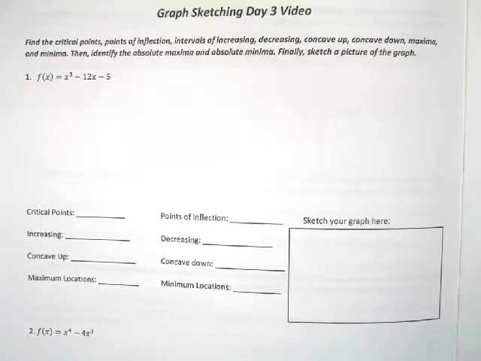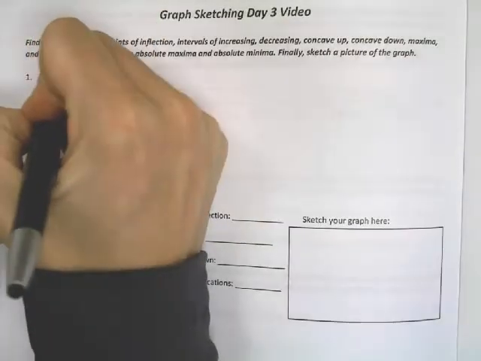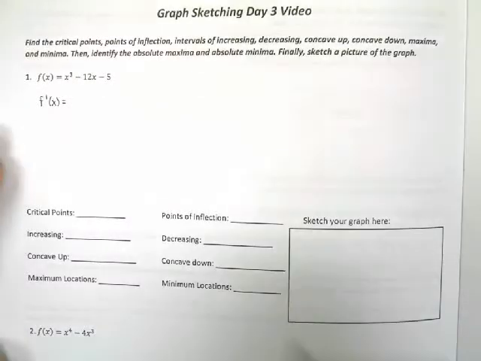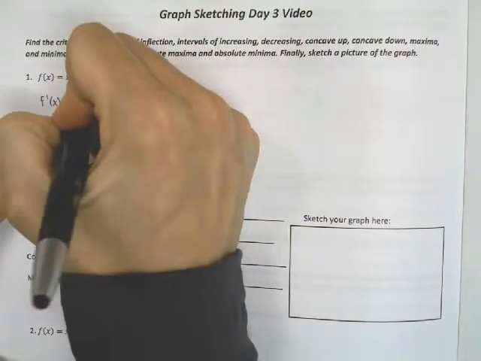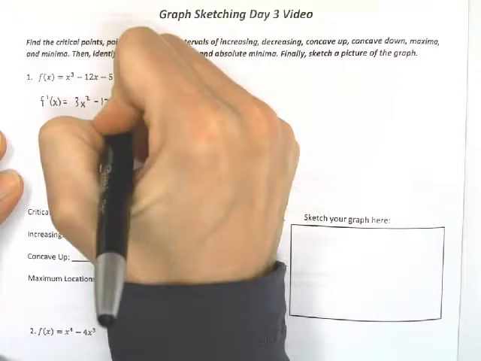So we're going to start off the same way we have been this whole chapter so far. The first thing I'm going to do is find my first derivative, right? Remember, this is going to give me the critical points and ultimately the information on where I'm increasing and decreasing. So my first derivative is going to be 3x squared minus 12. I'm going to set that equal to 0.